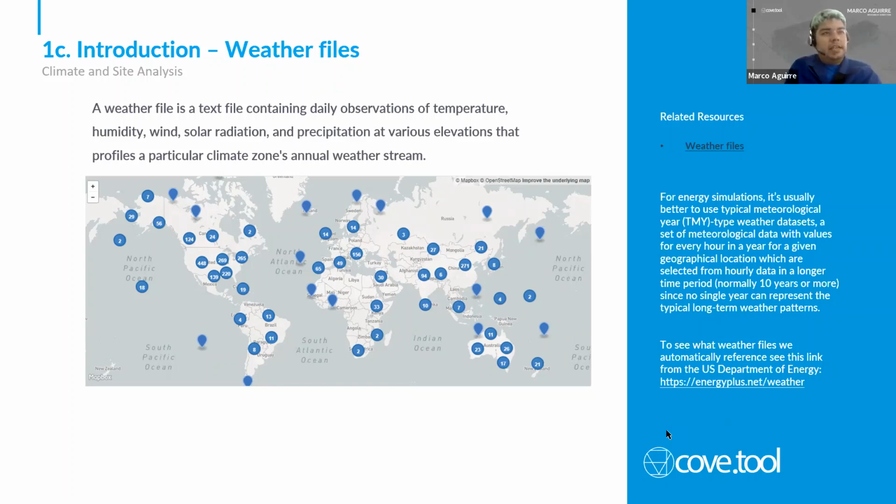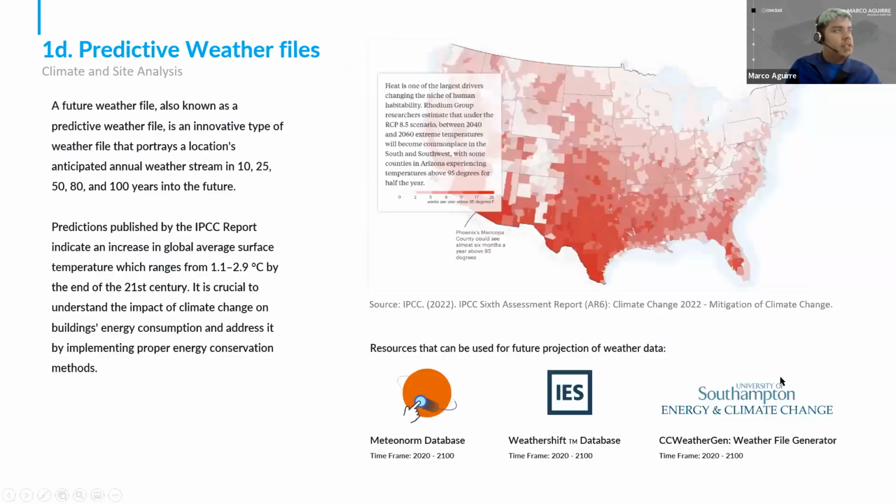And that's the data we use to run energy analysis with, to recreate the conditions of our environment. That's going to help us predict how our building is going to perform, and what kind of systems or strategies we need to incorporate in order to meet a certain level of comfort for our occupants. There's also a couple of other types of weather files.